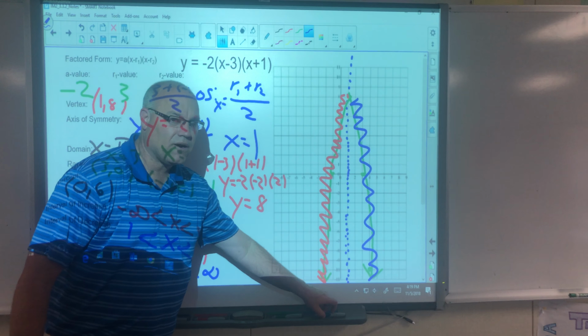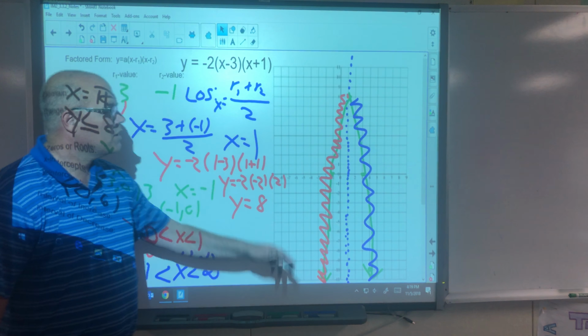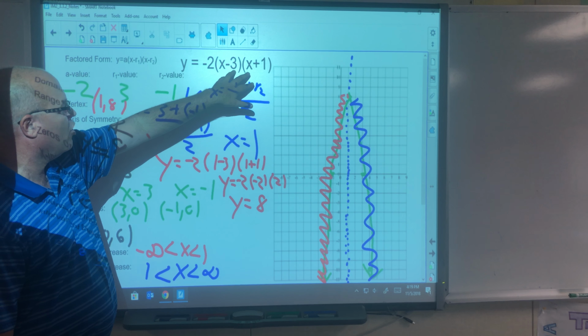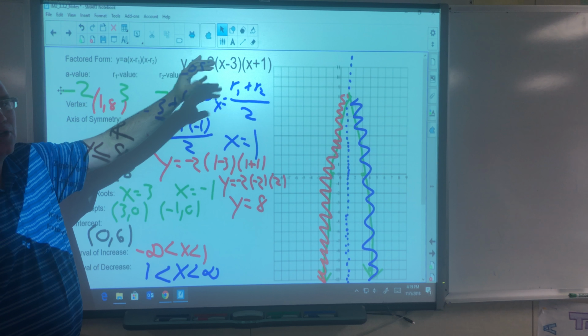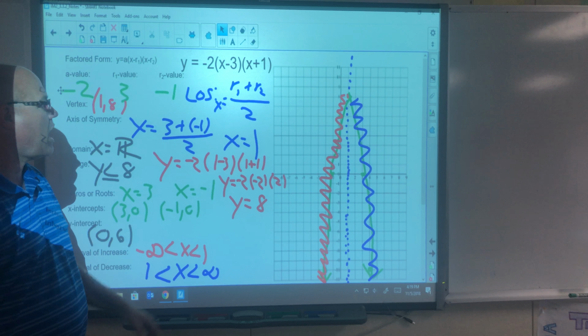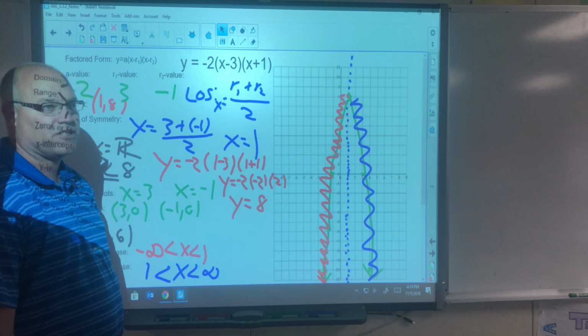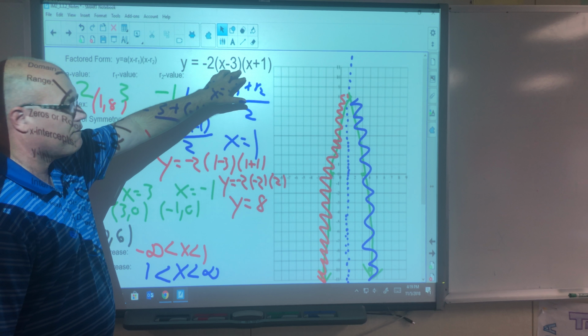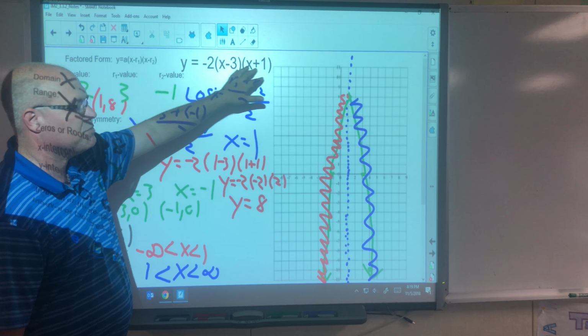If I wanted to get standard form, what would you do? You would multiply this out. So you multiply these binomials, then you multiply that by -2. We have a lesson coming up. The next topic, we'll learn how to do that. I showed you a sneak preview in class, but right now you don't need to know that. Just for the future, we can go from factored form to standard form by simply multiplying this out.